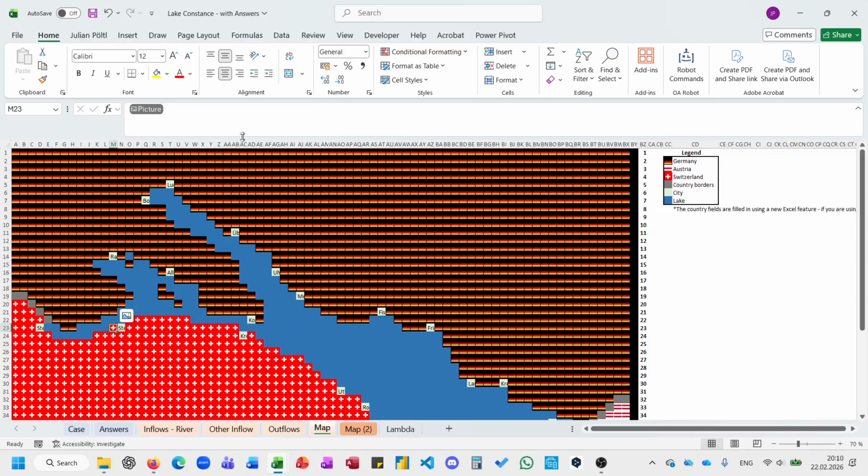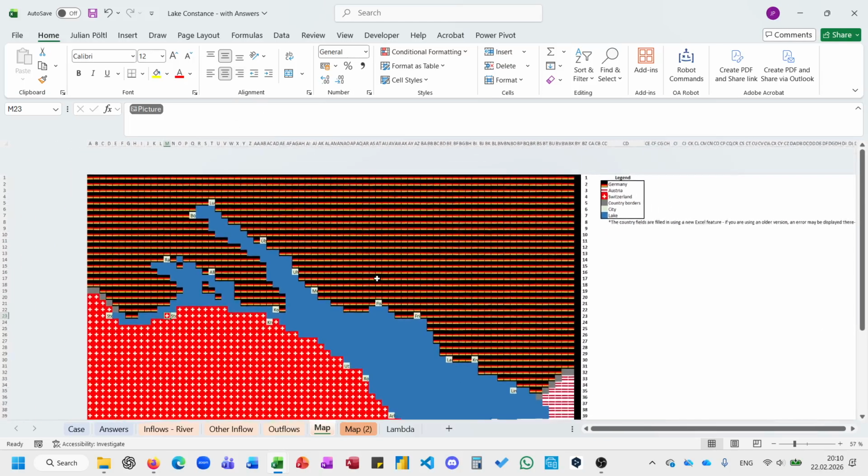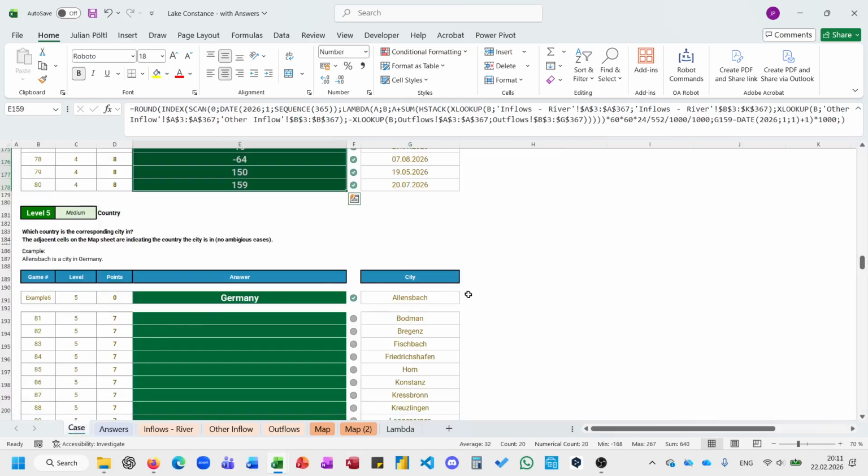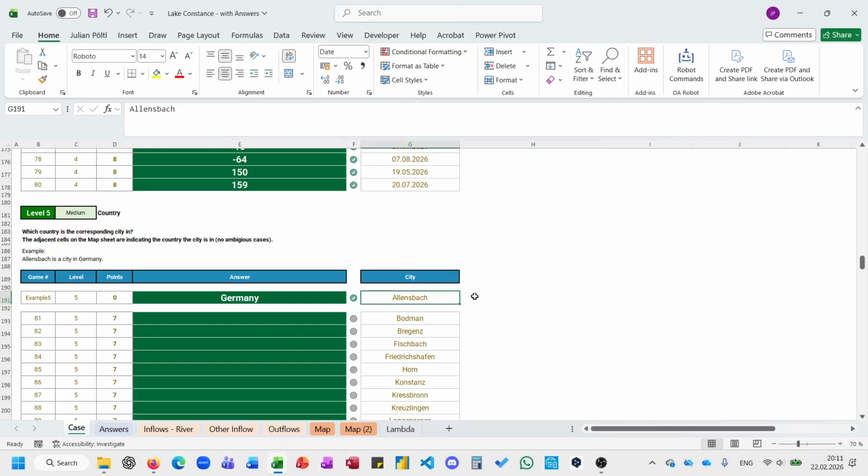So we have here a map, and I wanted to use here one of the new features, which is in-cell placement of pictures. And you see here, these are pictures of the flags. Here, Austria, Switzerland, and Germany. In the background there's also a background color, so even if you don't have the flag, you can also work with it. So no issues on that. And we want to know where those cities are, so which country is in the corresponding city.